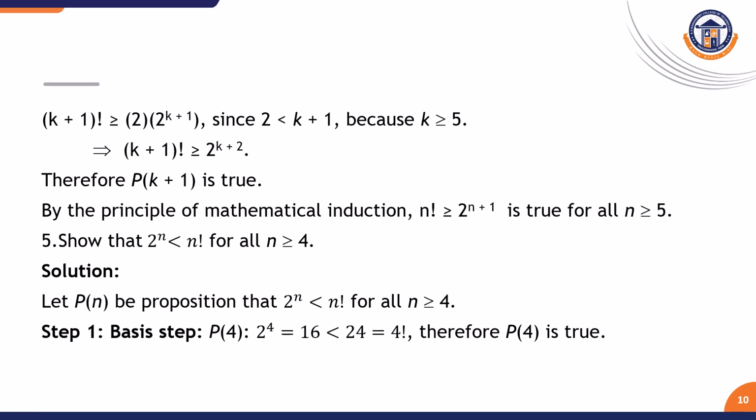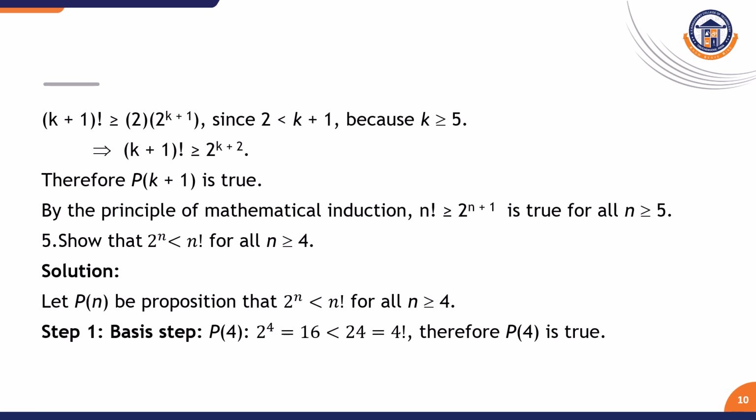2 power n. Actually, it's like the previous problem. It is a relation form: 2 power n is less than n factorial. But here n starts from 4. It means n is greater than or equal to 4. So we consider the statement P of n. In the basis step, we take n as 4. It means P of 4 is true.